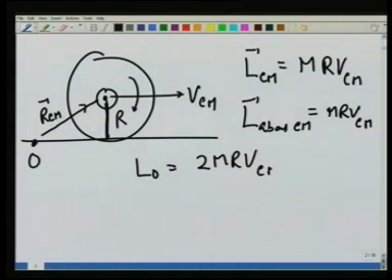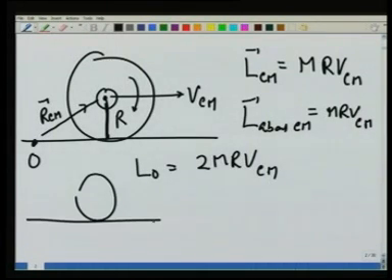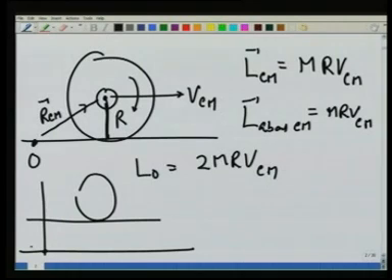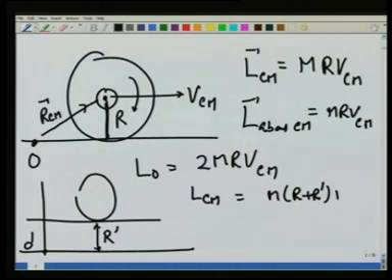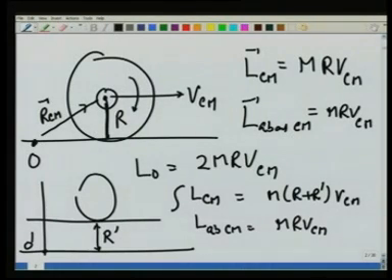On the other hand, let this be the ground. If I shift my origin here, let us call it O prime, say by a distance r prime, then L CM is going to be equal to m (r plus r prime) V_CM. However, L about CM is going to remain the same, and then if you sum the two, you get L about O prime.